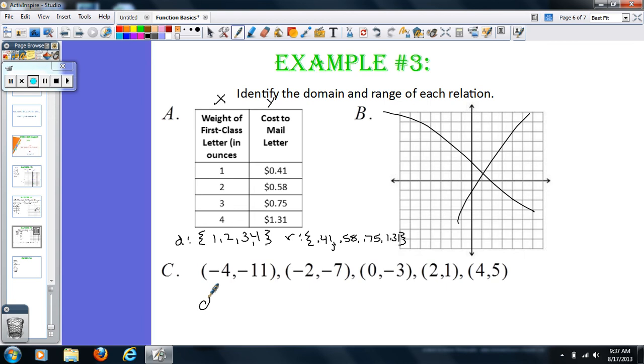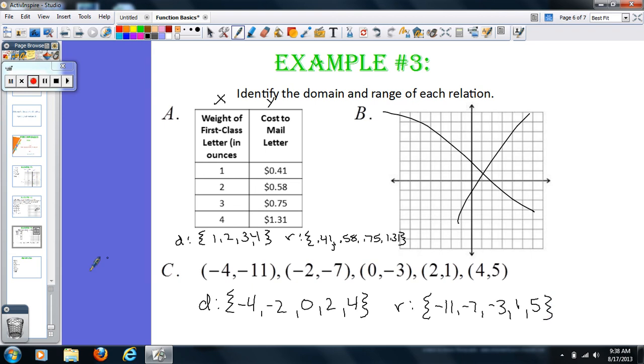Letter C, the domain. Well, when we work with a coordinate, what comes first? The x. What comes second? The y. So the x would be -4, -2, 0, 2, and 4. The range would be -11, -7, -3, 1, and 5. I hope this helps make a little bit more sense. Domain is x, range is y.